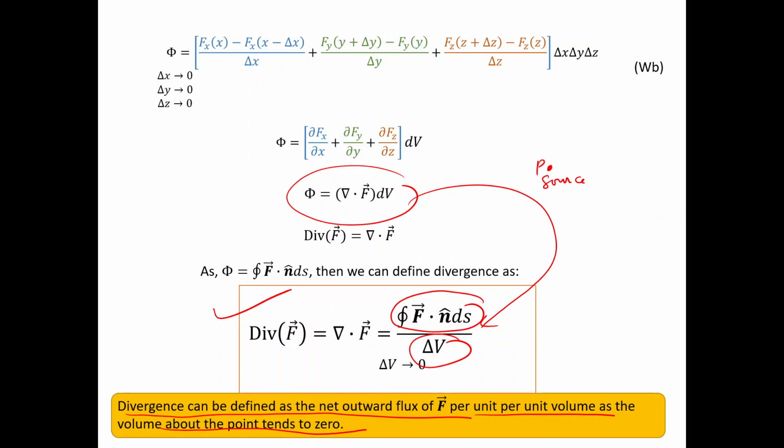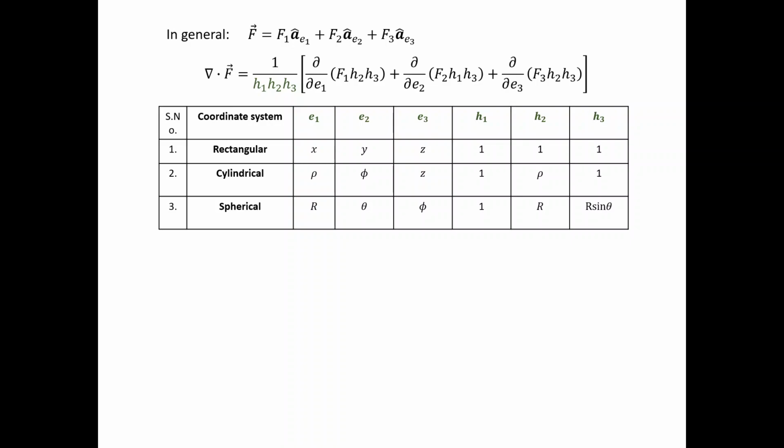So divergence indicates the presence of a source or sink, if you want to define it in another way, and also it is a point function. So we can generalize the formula for divergence the same way as we did in the case of the gradient of the scalar field. We can generalize this for cylindrical as well as spherical coordinates.